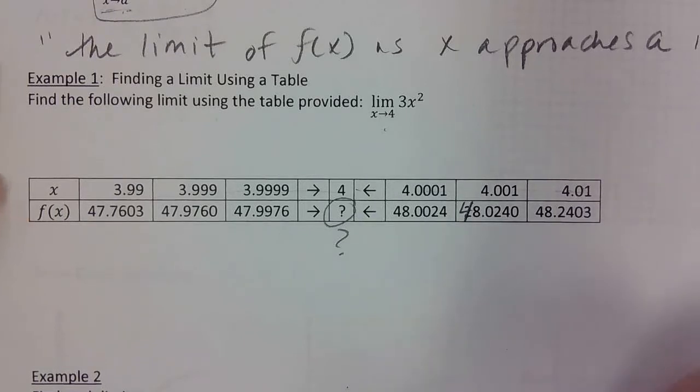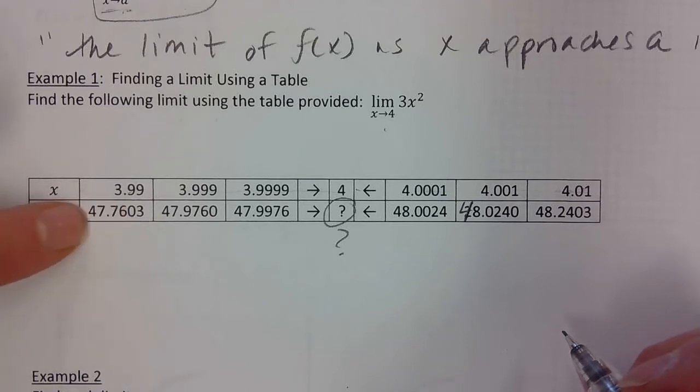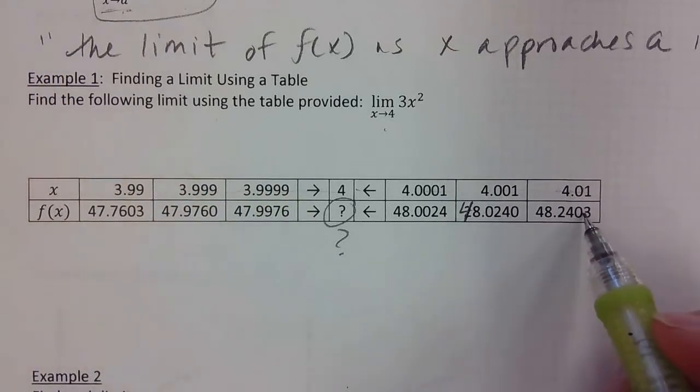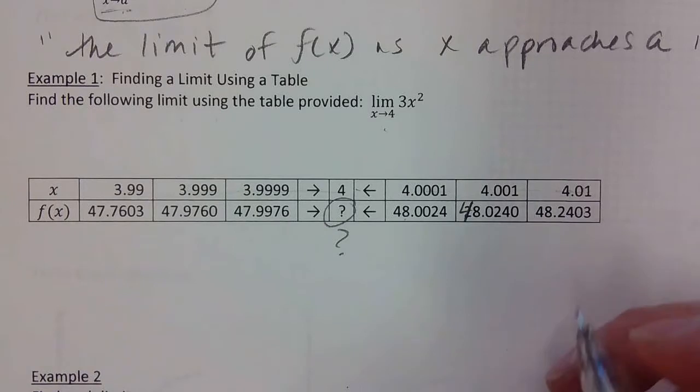What number are we zeroing in on? And we can see that here it's getting closer and closer to 48. 48 is just a little bit bigger. And then in this other direction coming from the right, 48 is just a tiny bit smaller. So 48 would be that number that would fit in the pattern.